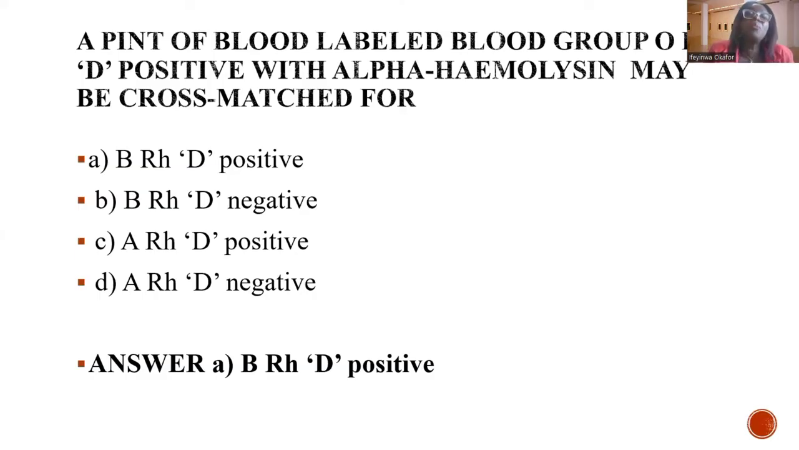It cannot be given to somebody who is A because of the presence of what? Alpha hemolysin, which can cause delayed blood transfusion reaction.